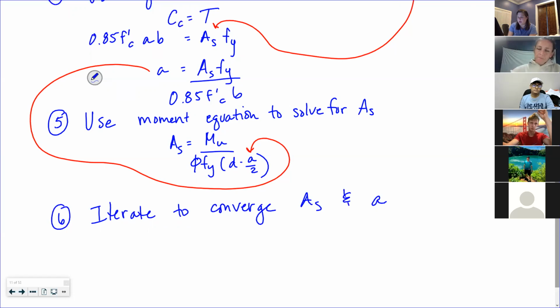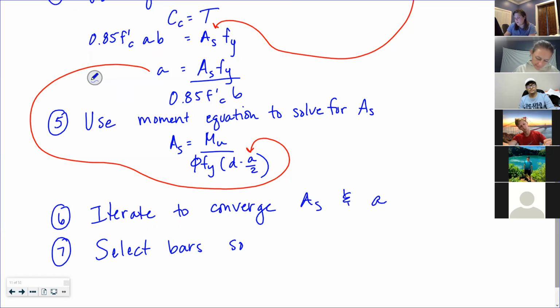Once you have that, you actually need to select bars that meet the area of steel that you just calculated.